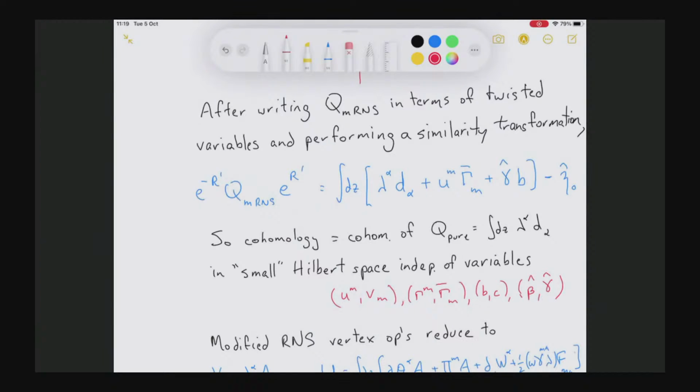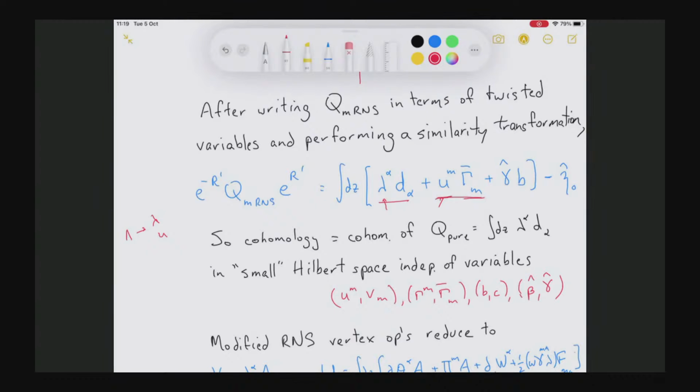So R prime is this complicated similarity transformation, but after performing it, what you find is that the pure spinor and this vector that came from decomposing capital lambda, remember capital lambda was decomposed into small lambda and nu, these separate into just lambda alpha times d alpha, and just multiplies gamma bar m. So gamma bar m, remember, was just half of the size. So now what happens is that these fields decouple.